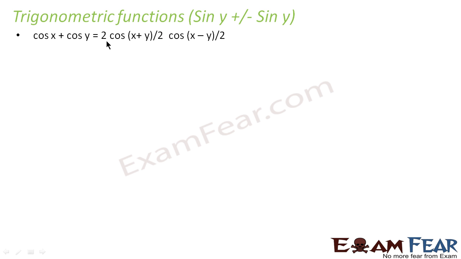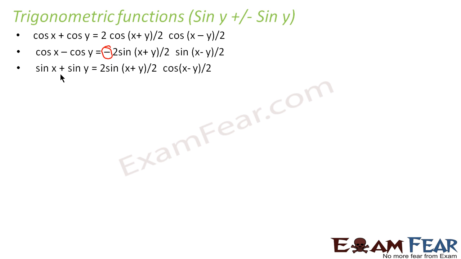So when you say cos x plus cos y, this becomes 2 cos (x plus y)/2 into cos (x minus y)/2. Similarly, cos x minus cos y is equal to minus, remember this minus, 2 sin (x plus y)/2 into sin (x minus y)/2. When you say sin x plus sin y, this becomes 2 into sin (x plus y)/2 into cos (x minus y)/2. And when you say sin x minus sin y, this becomes 2 into cos (x plus y)/2 into sin (x minus y)/2.